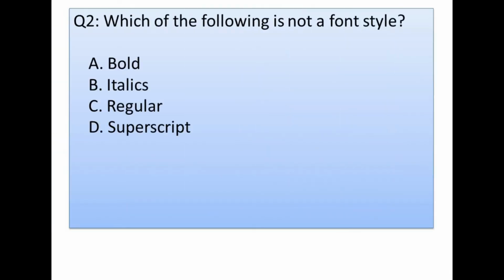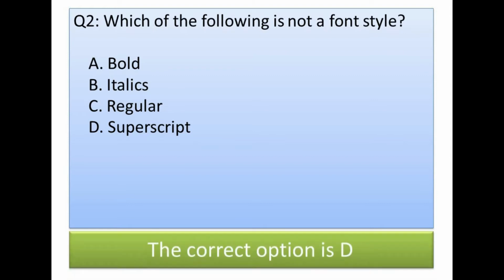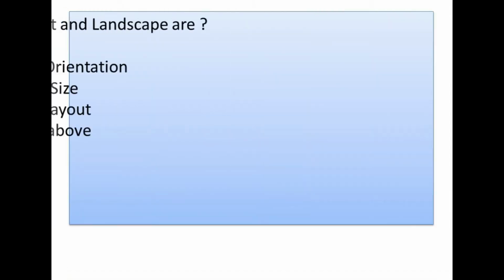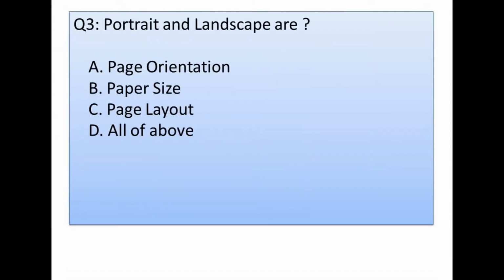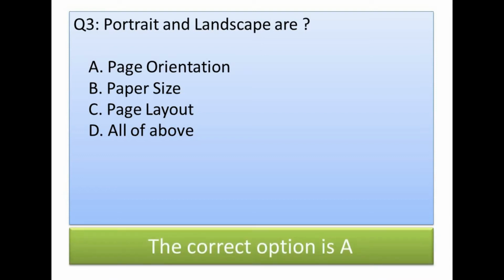Which of the following is not a font style? Bold, italic, regular, superscript. So the correct option is D. Portrait and landscape are page orientation, paper size, page layout, all of the above. So the correct option is A.